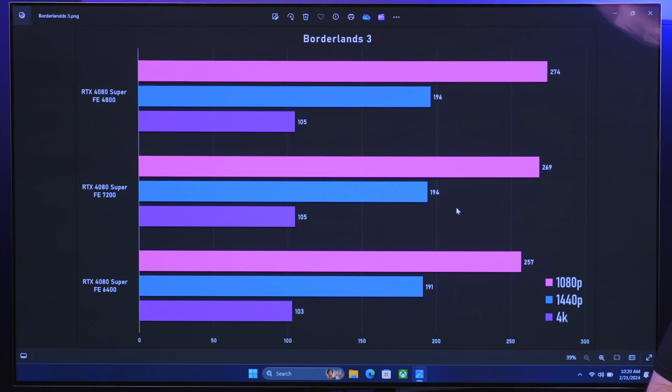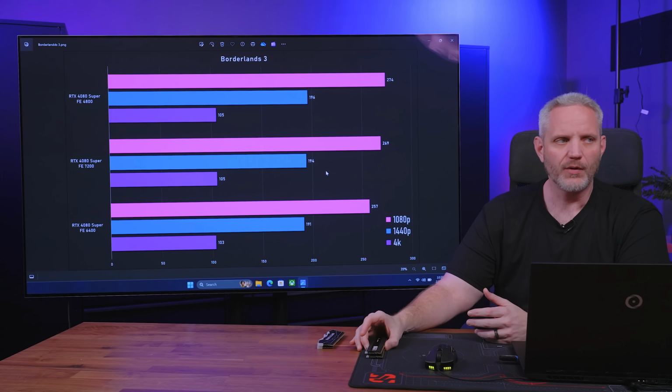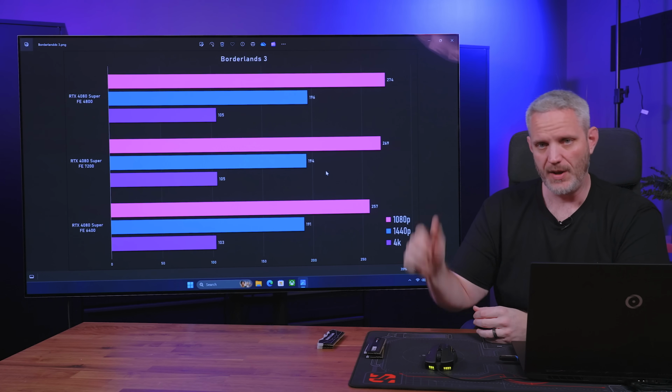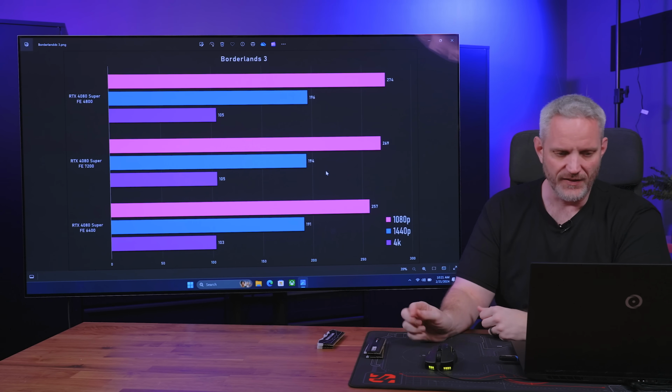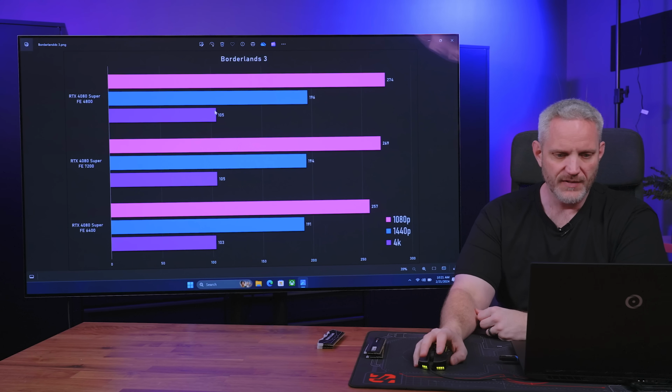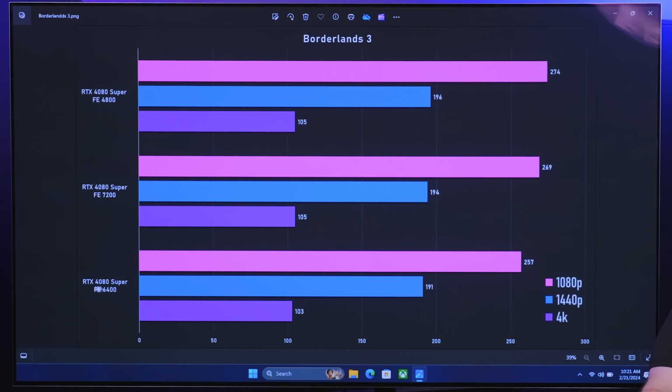A million different things that could be. That could be Windows background updates might have checked. Is there an update? That little check could have affected that. But if you look at 4K, entirely untouched. The 4080 at 6400, 257, a significant difference right there.